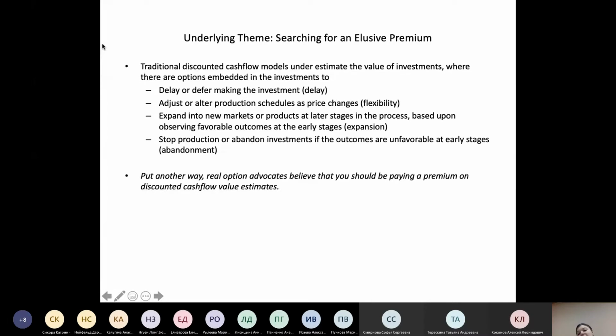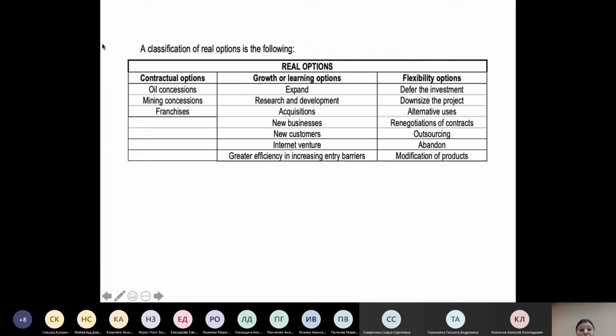Later, we'll analyze the conditions in which it's more appropriate, more correct, to use real options. But finishing our classification, later I'll return to a more developed classification of real options. Continuing the classification, I'd like to propose the following version of options, such as contractual options, for example, concessions, mining concessions, and franchises.